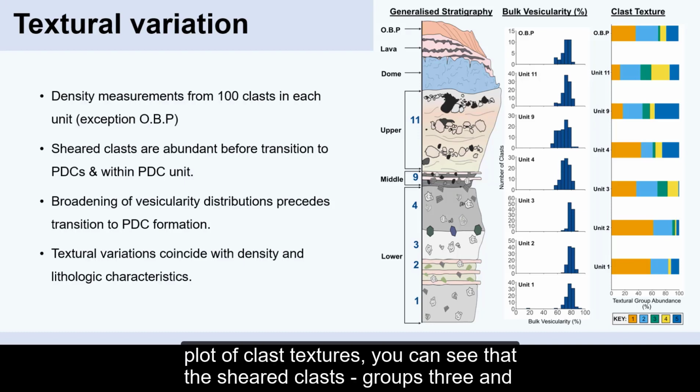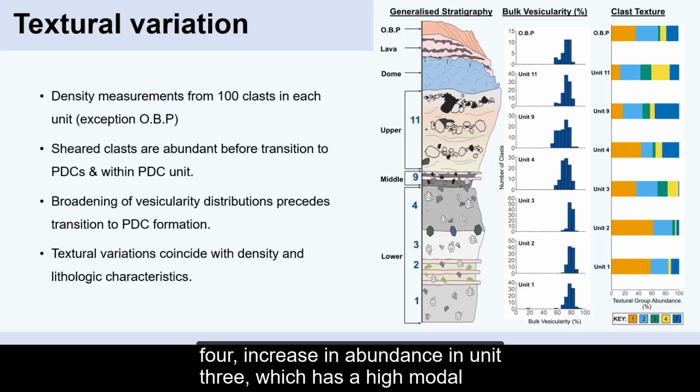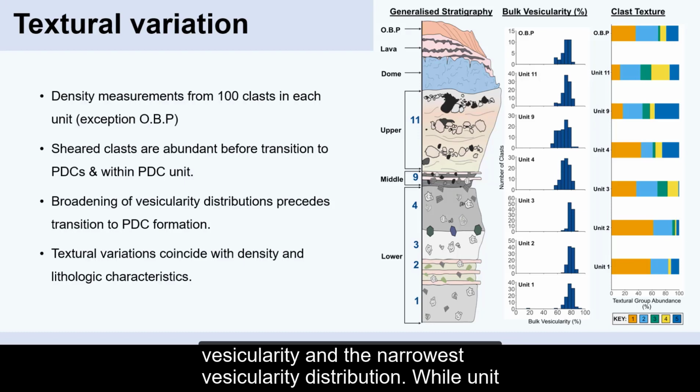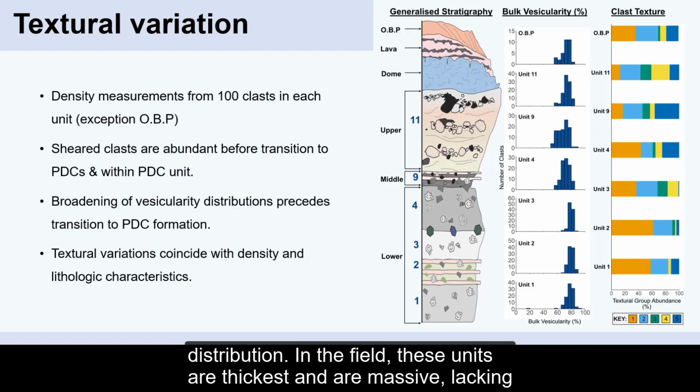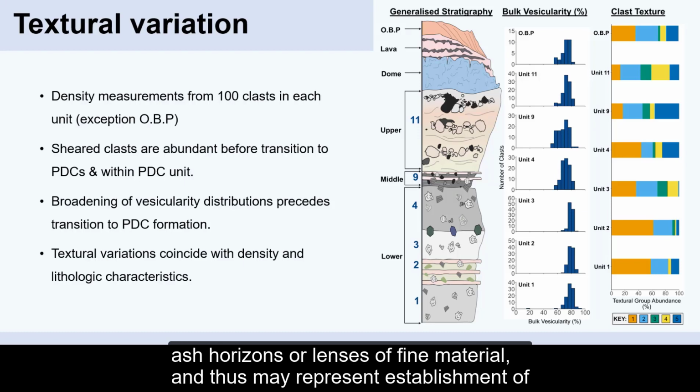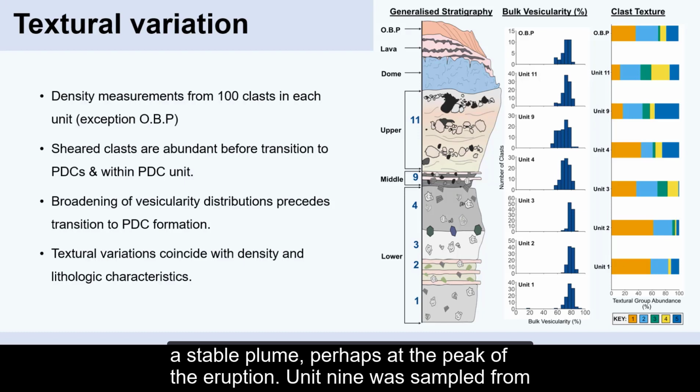In the plot of clast textures, you can see that the sheared clasts, groups 3 and 4, increase in abundance in Unit 3, which has a high modal vesicularity and the narrowest vesicularity distribution, while Unit 4 sees an influx of dense type clasts and a much broader vesicularity distribution. In the field, these 2 units are thickest and are massive, lacking ash horizons or lenses of fine material, and thus may represent establishment of a stable plume, perhaps at the peak of the eruption.